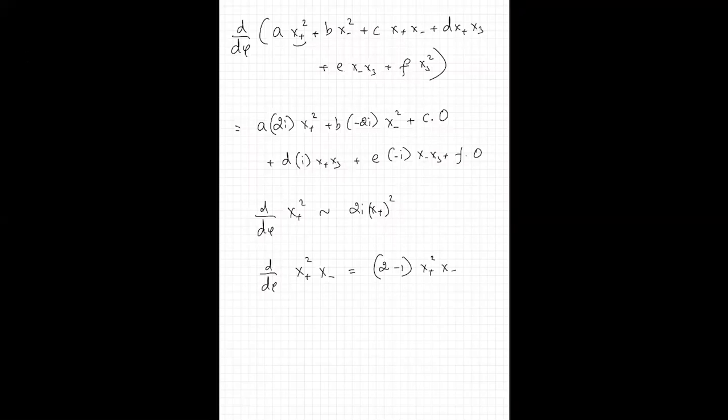Okay, so each one of these terms can be an eigenfunction of the d/d phi operator, but a general sum of them cannot be an eigenfunction of the d/d phi operator. If you take a single term in this polynomial, the eigenvalue of that term is the number of factors of x plus minus the number of factors of x minus, because each x plus is going to pull out a factor of plus 1 and each x minus is going to pull out a factor of minus 1.